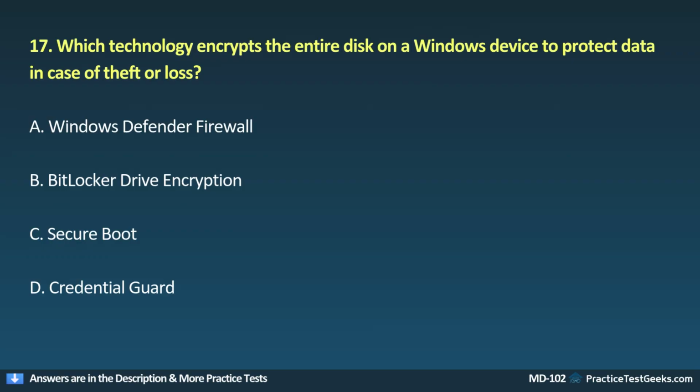17. Which technology encrypts the entire disk on a Windows device to protect data in case of theft or loss? A. Windows Defender Firewall. B. BitLocker Drive Encryption. C. Secure Boot. D. Credential Guard.